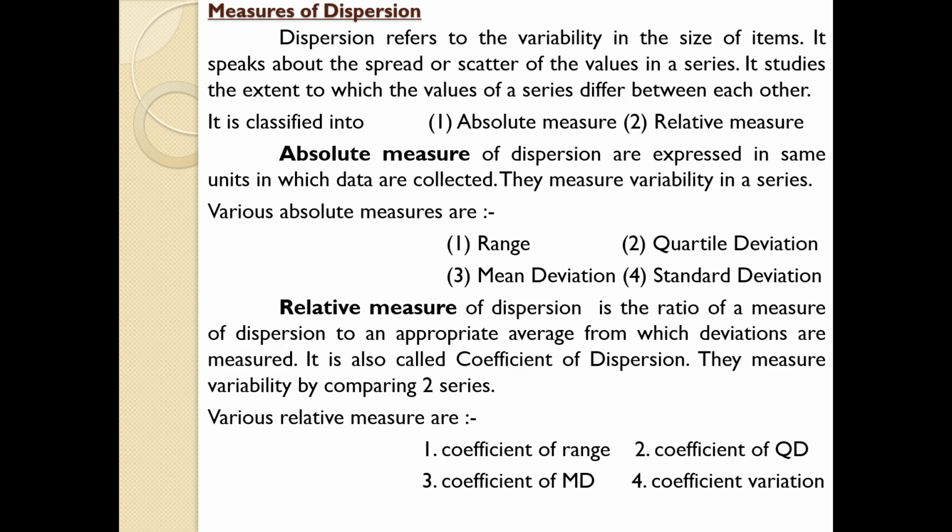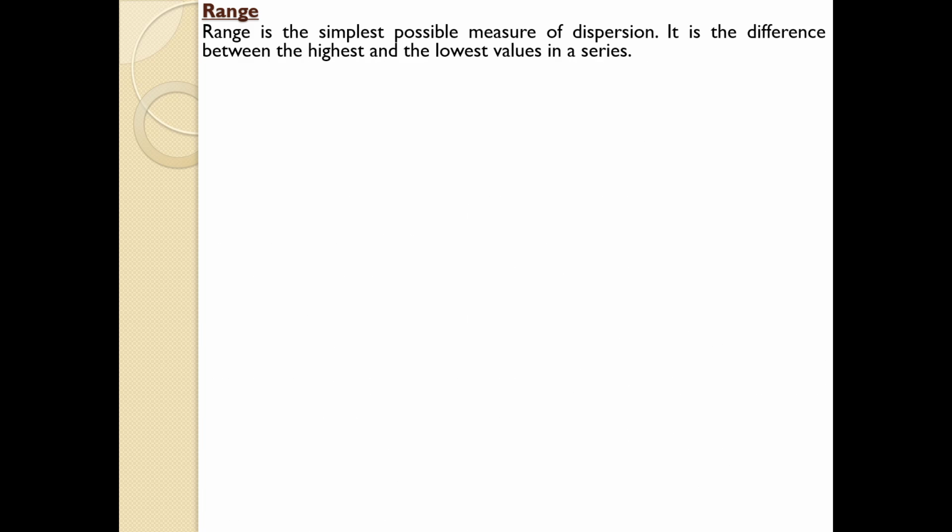So these are the basic theoretical aspects regarding measures of dispersion. So let us go to the next part. First one, range. Range is the simplest possible measure of dispersion. It is the difference between the highest and lowest values in a series. So range is the simplest measure of dispersion. It is a rough measure of dispersion.